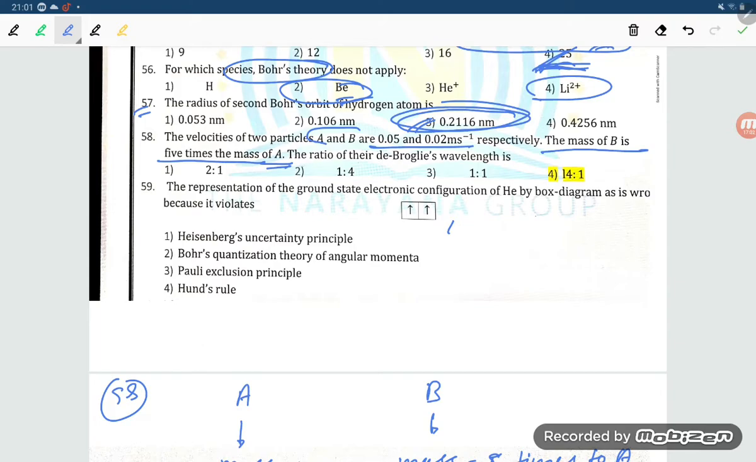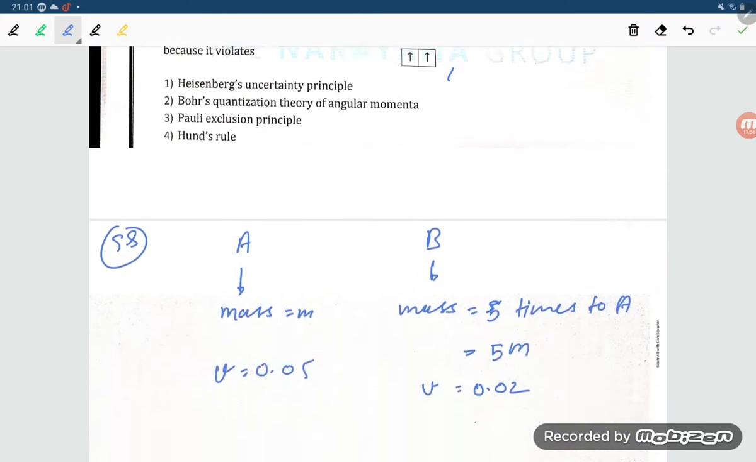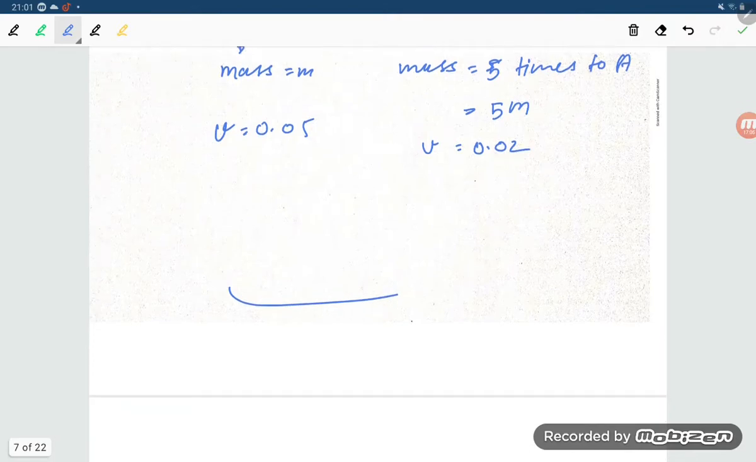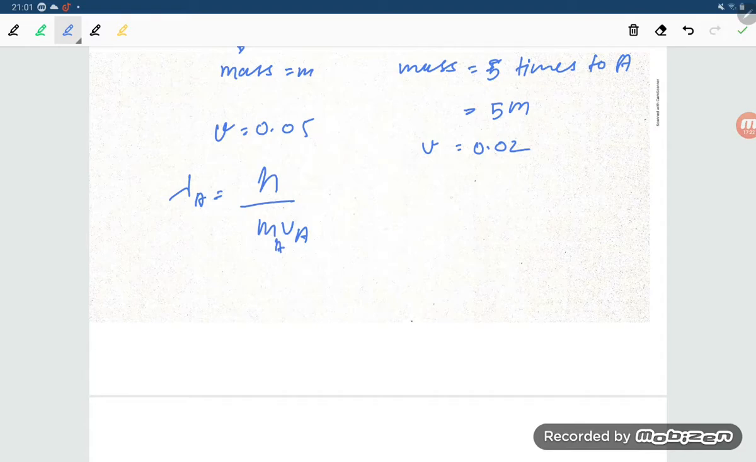We have to find the ratio of de Broglie wavelengths. Now you can calculate this easily, students. For the ratio of wavelength, for A, lambda A is equal to h upon m_A v_A, and lambda B is equal to h upon m_B v_B. The h value is constant for both, no problem.